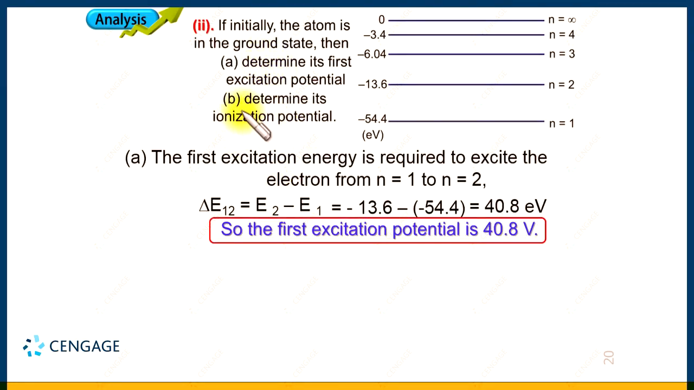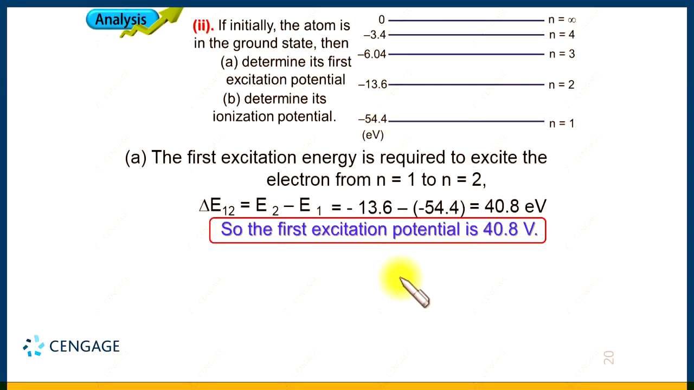Now let us move to the B part, that is, determine the ionization potential. Ionization potential is the energy required to eject the electron from the ground state to n equal to infinity. That means to move the electron from the ground state out of the atom, and that energy is the ionization energy. We know this energy is also the magnitude of the energy at the ground state. So directly we can say that it will be equal to 54.4 electron volt, because the unit here is electron volt.